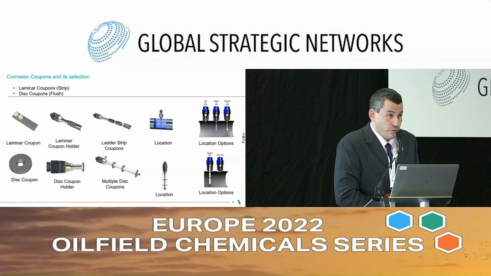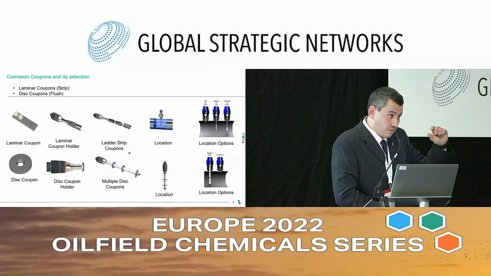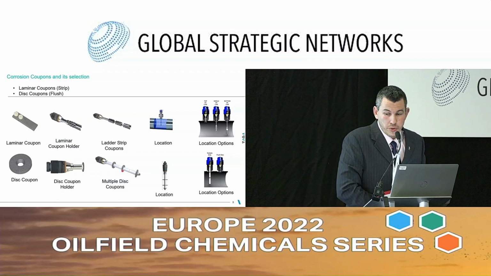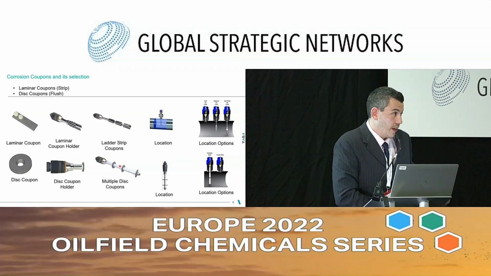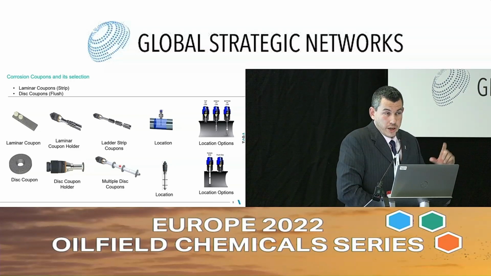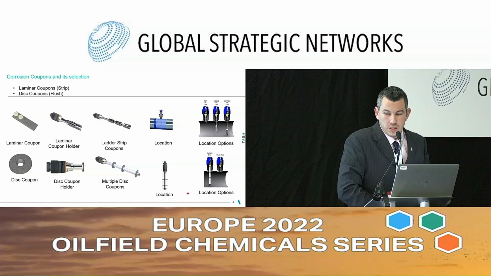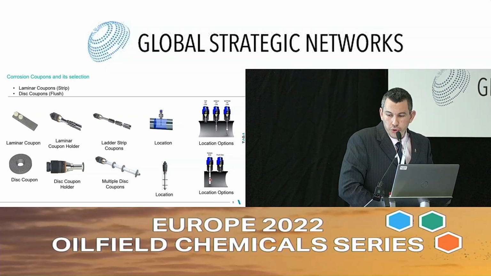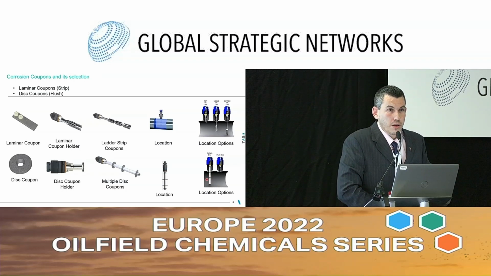Another advantage of using this type of coupon is that they are quite short, not even 1 inch thick. So you can place 2 or 3 of them inside a small pipeline. If you need to monitor corrosion at the top, middle, and bottom of the line of a small diameter pipeline, this is your best option. Because as you can see here, you can monitor the 3 locations with very little space.